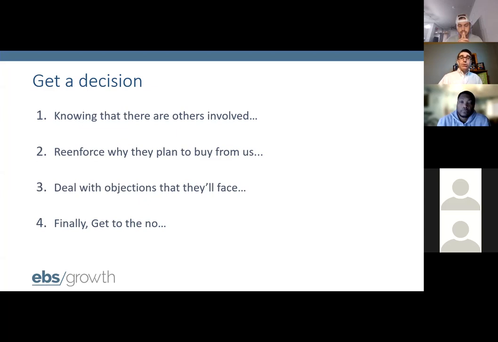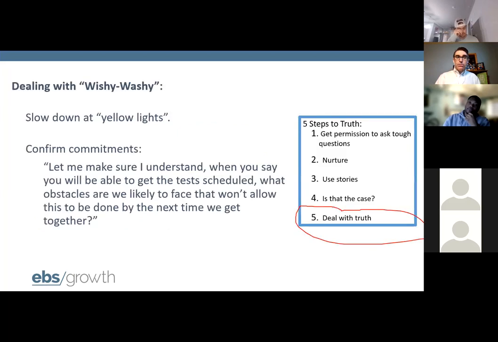Because what you're trying to do here is get a decision or get a no. And so that's the way that you'd want to do it. So you really isolate it down to, if it was your decision and your decision alone, what would you do? Reinforce it as long as they want it. If they don't want it, then you have to deal with the truth and bring it back to that earlier part. Whenever, hey, help me understand.